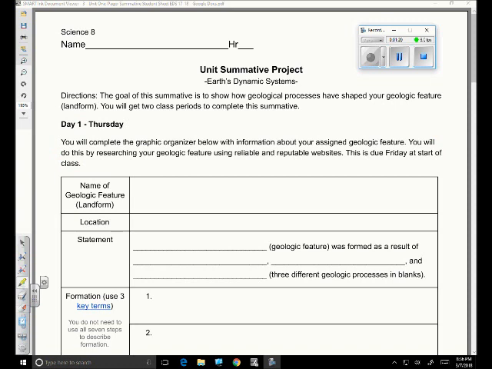The first thing that you need to do on this worksheet is name your landform. The name of your landform is called the White Cliffs of Dover. Please write that now in the blank. The first information that we need to locate while we read is the location of the White Cliffs of Dover.